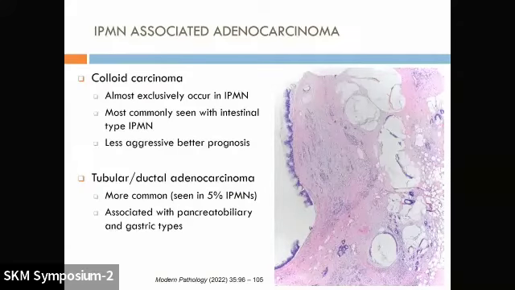adenocarcinoma. And it is characterized by presence of these invasive mucin pools, as you can see over here, which characteristically show these mucinous epithelial strips floating within this mucin. This is, again, a very classical morphology of colloid carcinoma.